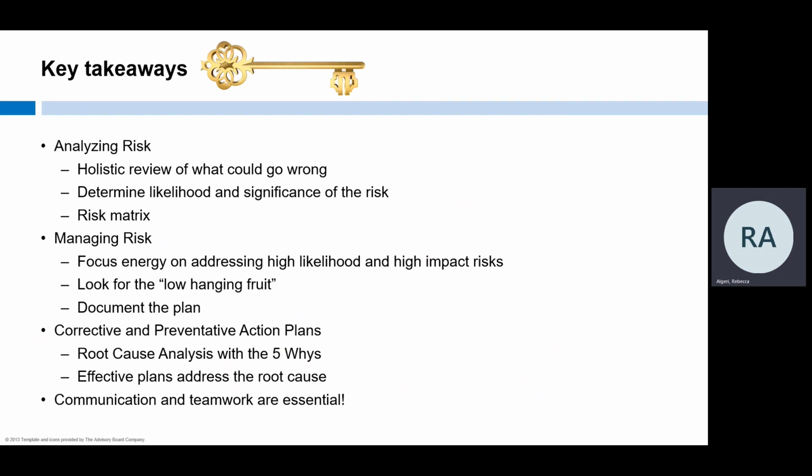Let's review the key takeaways from today's module. Analyzing risk involves a holistic review of what could go wrong across all aspects of the project. Determine the likelihood of the risk occurring and how much impact it will have on the study. Leverage tools like a risk matrix to help visualize the issues and prioritize their management. When managing risk, the team needs to make a judgment call on whether to accept low likelihood, low impact risks or implement a mitigation strategy. Be on the lookout for the low-hanging fruit, simple fixes that are easy to implement. Make sure that your risk management plan is documented and communicated with the team appropriately.